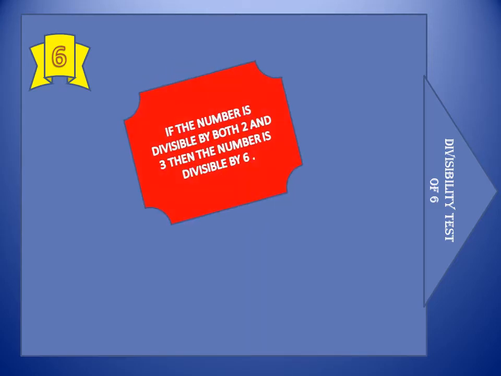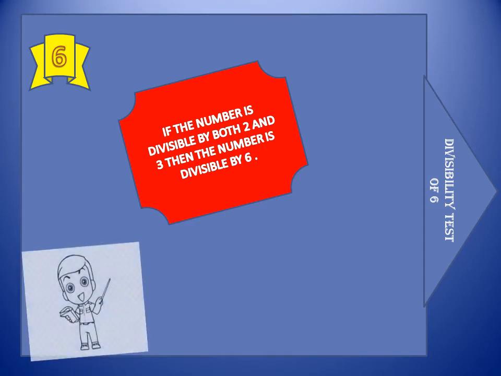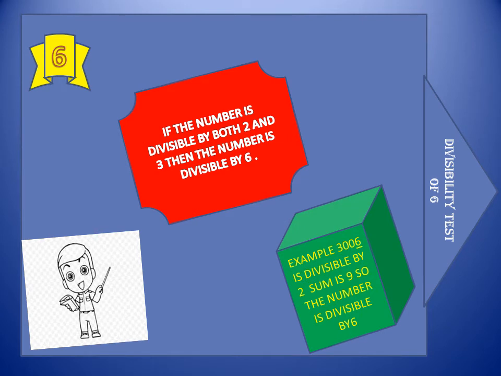Let us take the divisibility test of 6. As you know, 6 is the product of 3 and 2. If the given number happens to be divisible by both 2 and 3, then the number is divisible by 6. Here, the example given is 3006.